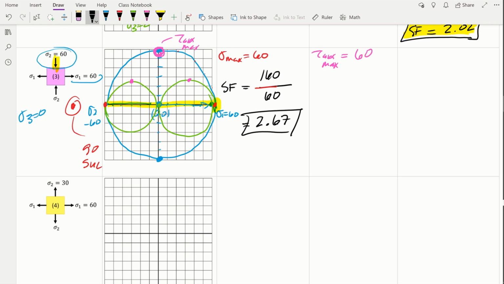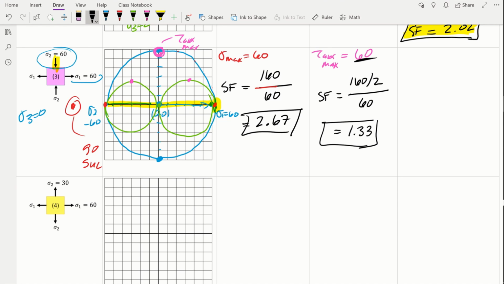Okay, so then we can calculate the safety factor. The safety factor for the maximum shear stress says that the maximum expected shear stress, which in this case is 60, cannot exceed the shear yield strength of the material, right? Which we can approximate by taking the yield strength of the material and dividing that by 2. So if we plug this on the calculator, we get a value of 1.33 for the max shear.